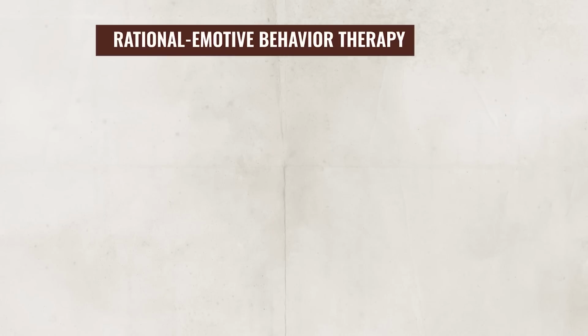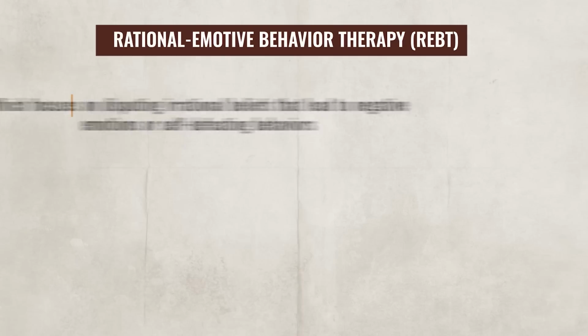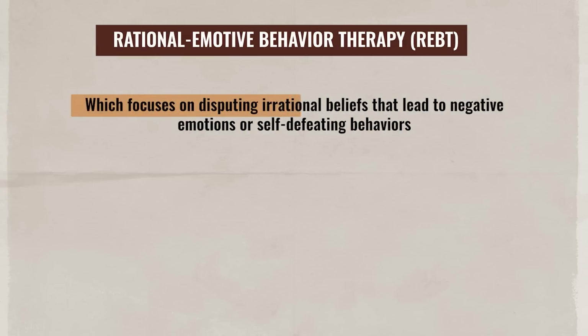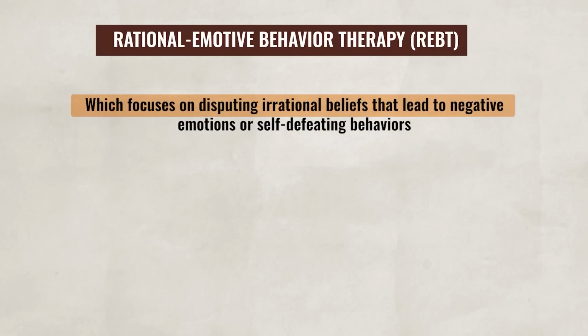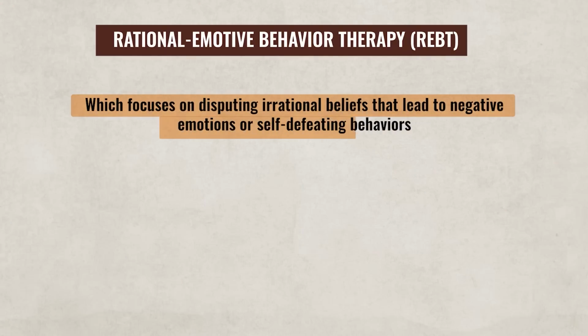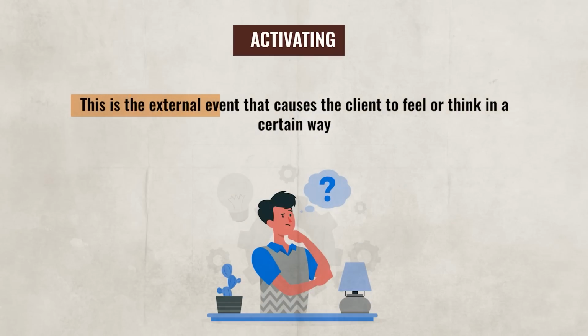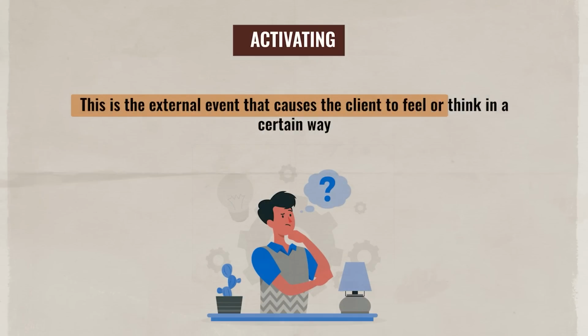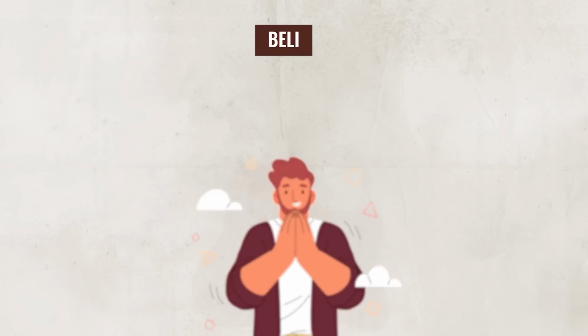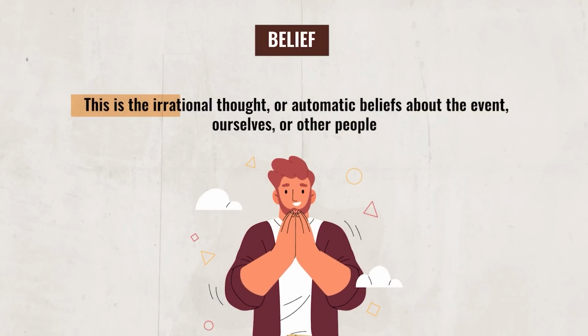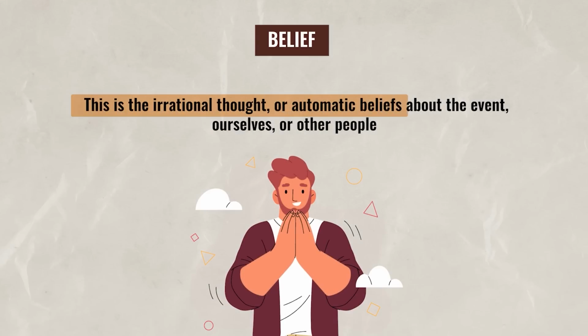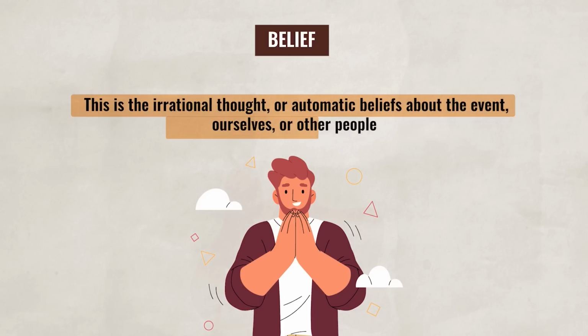The other therapy that you need to be familiar with for cognitive behavioral therapies is rational emotive behavior therapy, which focuses on disrupting irrational beliefs that lead to negative emotions or self-defeating behaviors. This approach uses the ABCDE model. A for activating. This is the external event that causes the client to feel or think a certain way. B for belief. This is the irrational thought or automatic beliefs about the event, ourselves, or other people.